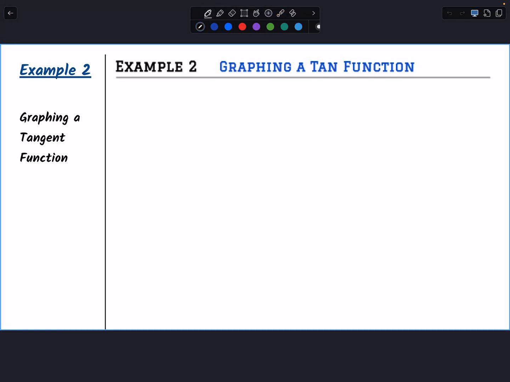All right, so let's graph y is equal to 3 tangent of 2x. State the period, domain, and range.